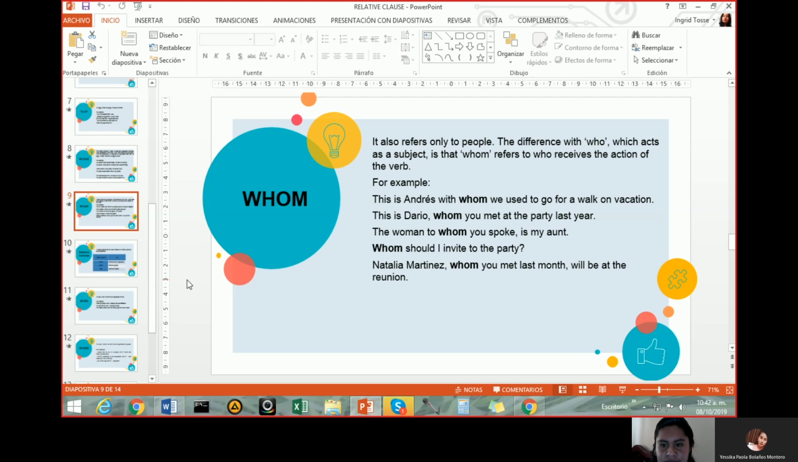Es Andrés con a quién, ¿cómo? ¿Con quién? ¿Con quién? Okay. For this reason, este es Andrés con quien nosotros solíamos ir a caminar en vacaciones. In this case, we apply whom to express the action. Porque con Andrés solíamos ir a caminar. Okay? Okay, teacher. Now, with the second.